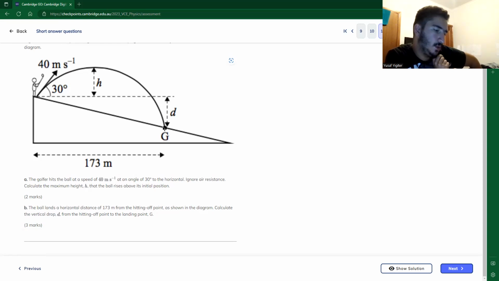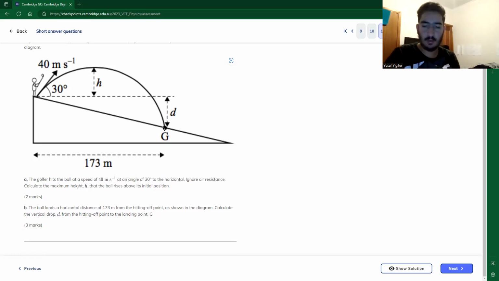Could use s equals ut, but u, initial, but it's symmetry. So the speed at there should also be 40 meters per second, but we're doing vertical. So vertical should be the same. It should be 20 meters per second. Okay. But our main problem is t. I think that's the problem.